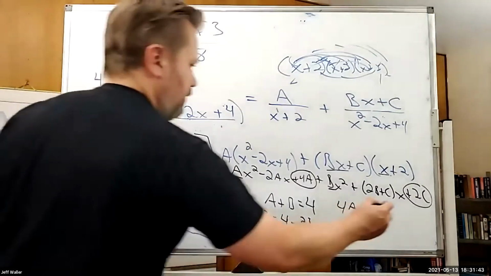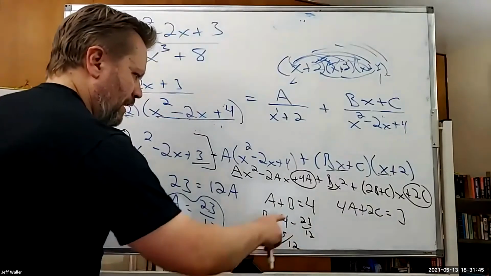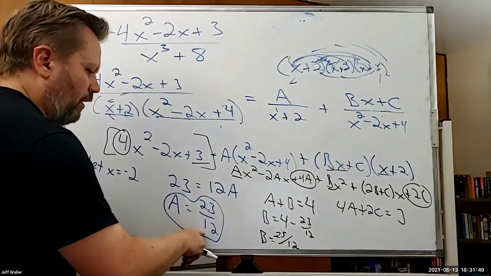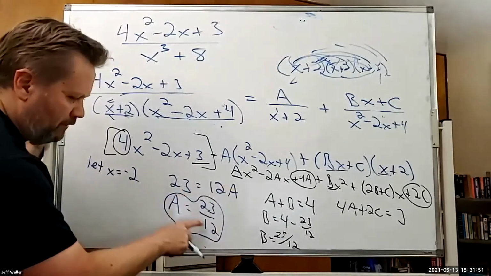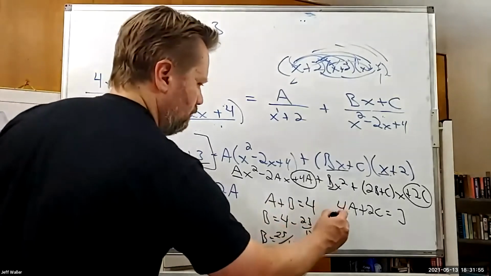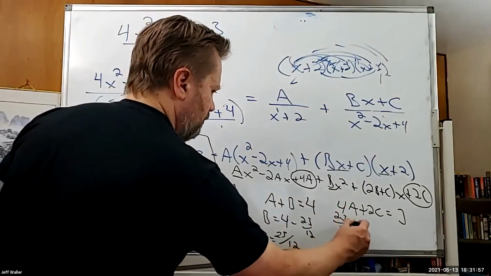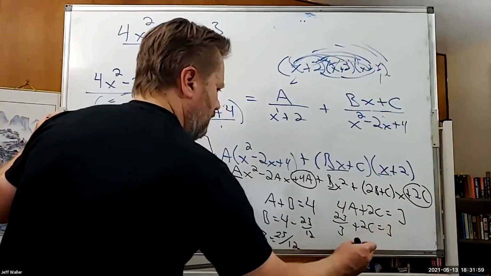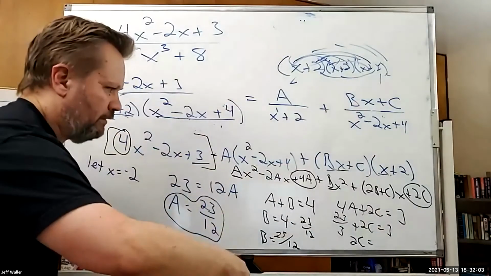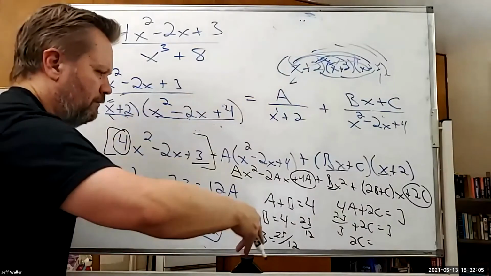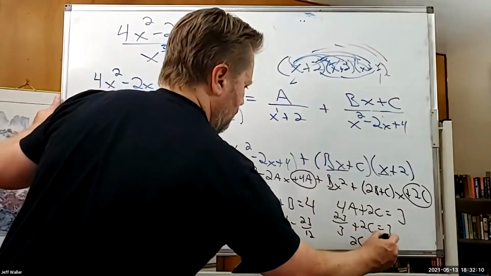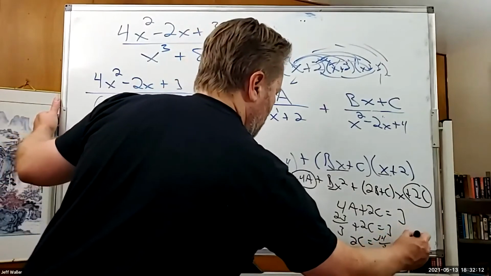I like it. But don't we know what A is? A is 23 twelfths times 4. Let's see. Are you guys cool with this? 4 times divided by 12, so 23 thirds. Is that all right? 23 thirds plus 2c is 3. So 2c is 3 minus 23 thirds, is 9 thirds minus 23 thirds, is negative 14 thirds. And then if I divide by 2, I get negative 7 thirds.